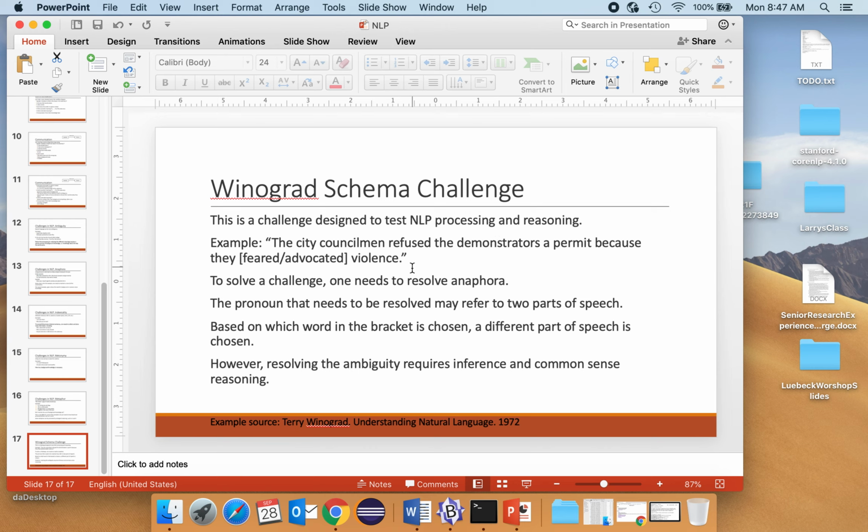So that's a challenge here, right? We only change one word, and everything else is the same. That's what the Winograd Schema Challenge is all about. And I think some of you are probably going to present a little bit on this in your cutting-edge work presentations. So resolving this ambiguity requires inference as well as common sense, knowledge, and reasoning about the world.